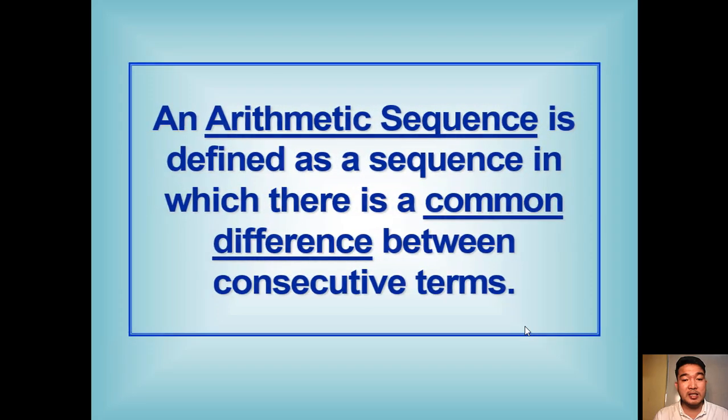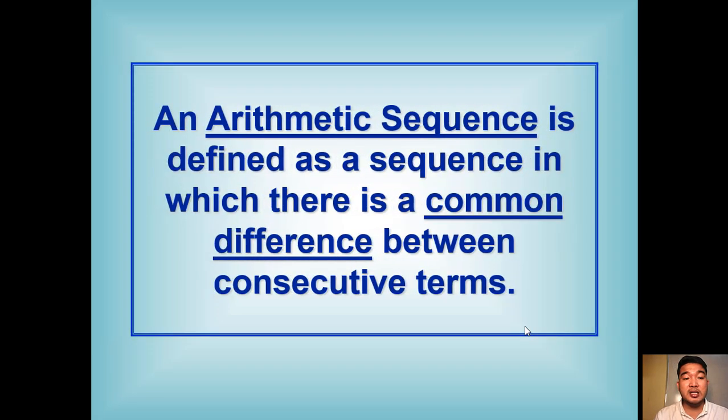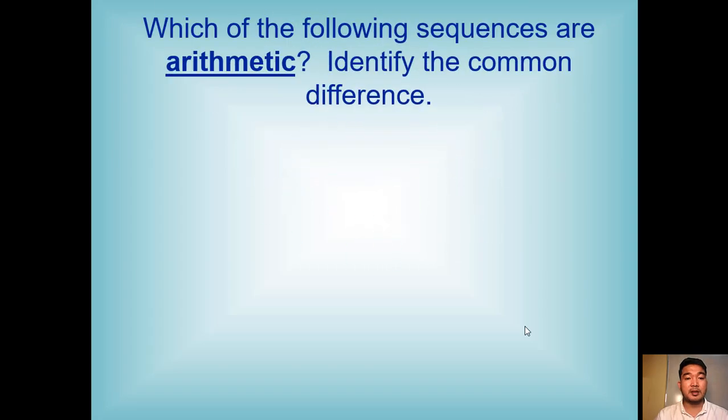Arithmetic sequences. An arithmetic sequence is defined as a sequence in which there is a common difference between consecutive terms. Okay, let's take a look at this. Which of the following sequences are arithmetic? Identify the common difference. Suppose that we have negative 3, negative 1, 1, 3, 5, 7, 9, and so on.